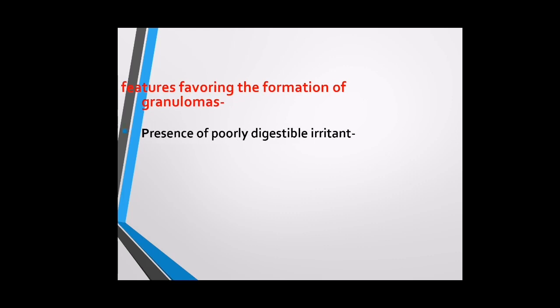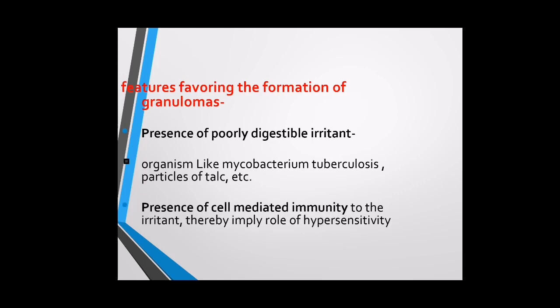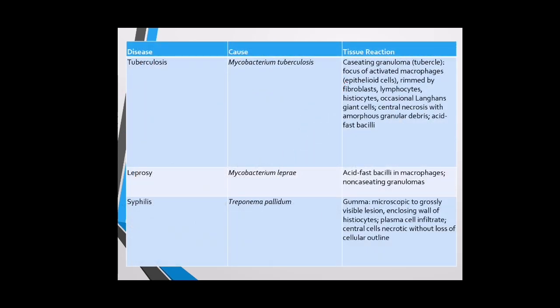Presence of poorly digestible irritant, organisms like Mycobacterium tuberculosis, particles of talc, etc. Presence of cell mediated immunity to the irritant, thereby implying the role of hypersensitivity. Now let's see the cause and tissue reaction of different diseases of granulomatous inflammation.